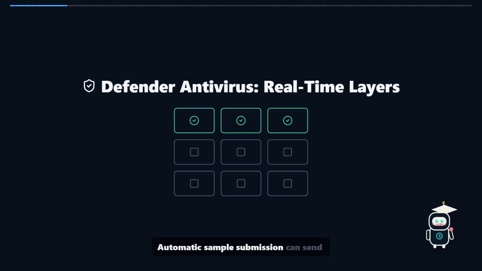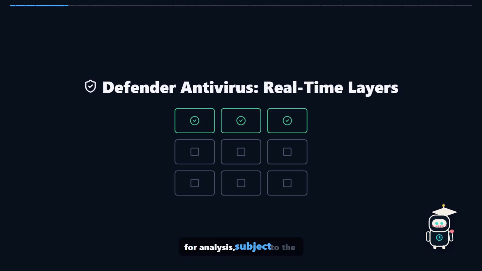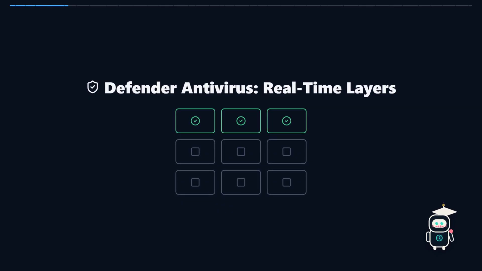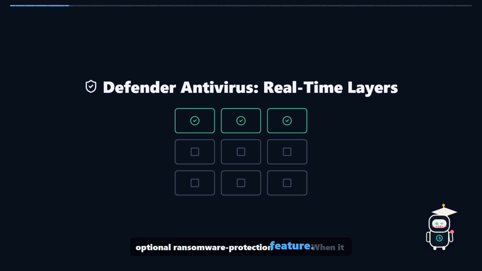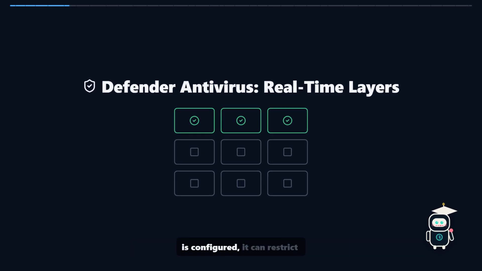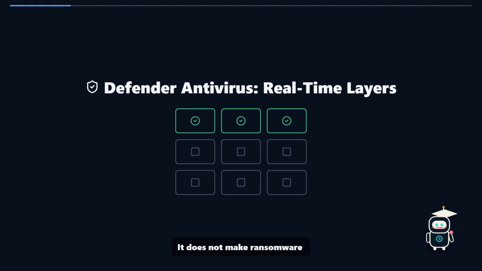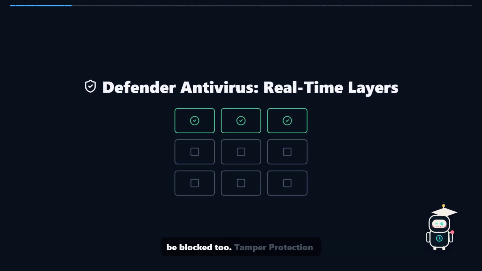Automatic sample submission can send certain suspicious samples to Microsoft for analysis, subject to the device's configuration and organizational policy. Controlled folder access is an optional ransomware protection feature. When it is configured, it can restrict untrusted or unapproved applications from changing files in protected folders. It does not make ransomware impossible, and it needs careful testing because legitimate applications can be blocked too.